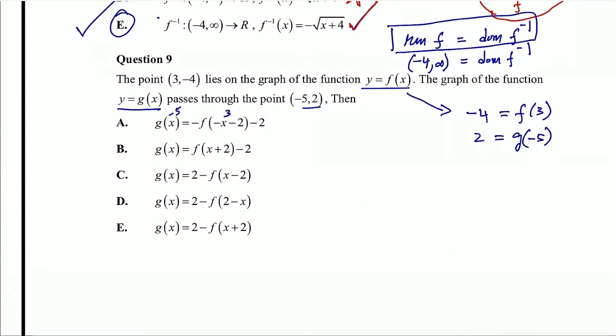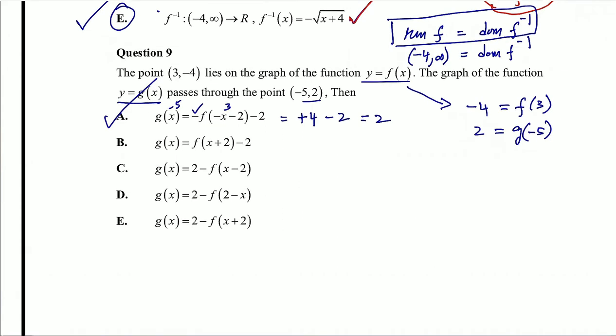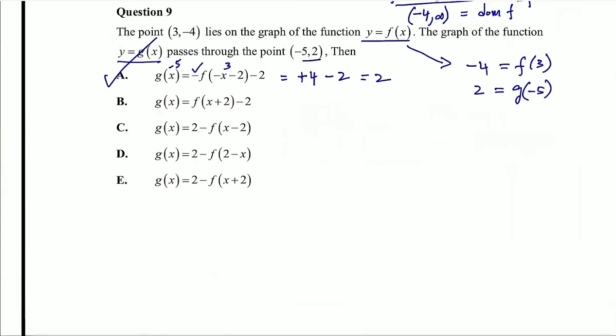So f(3) minus 2. f(3) is minus 4. Then minus 2, oh, I forgot this minus, it's going to be plus. So 2 is the answer. That makes sense, straight away that should be the answer. It's just a matter of checking, subbing in the values, that's it.